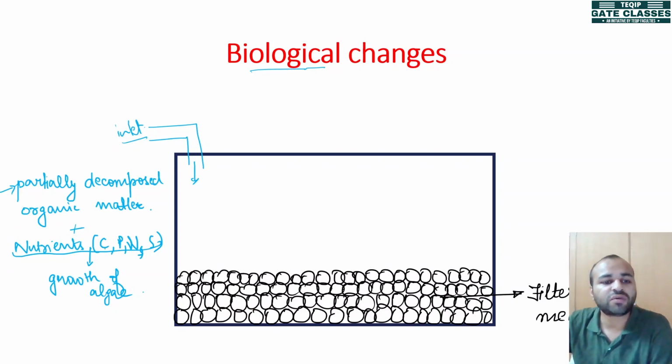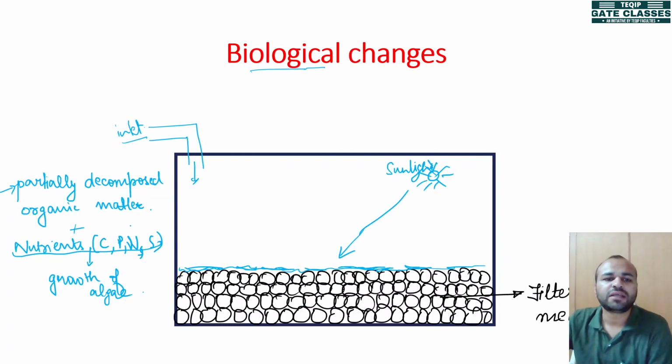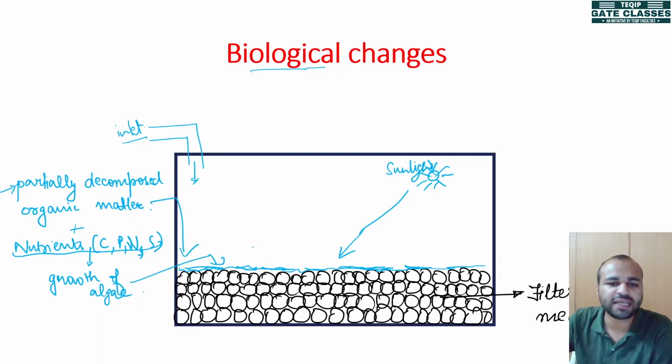Okay, now as algae grows on this layer, a thin layer forms on the upper surface of the filter medium. Now since this is an open tank, sunlight will also be there. Okay, this is your sunlight. So due to the presence of sunlight, this partially decomposed organic matter and these nutrients, algae is also growing. So we see that the process of photosynthesis starts here.